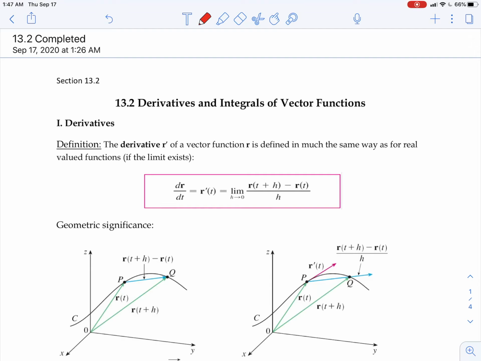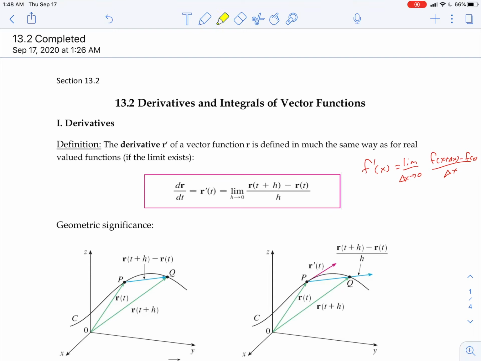So again, the definition of a derivative. Now, the derivative r prime of a vector function r is defined in much the same way as for real valued functions, if the limit exists. Just like for a function in two dimensions, f prime of x, the derivative of f of x, is equal to the limit as the change in x goes to 0 of f of x plus the change in x minus f of x, all over the change in x.